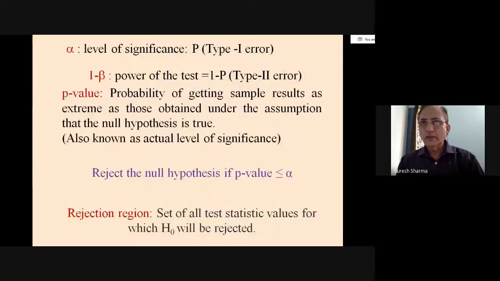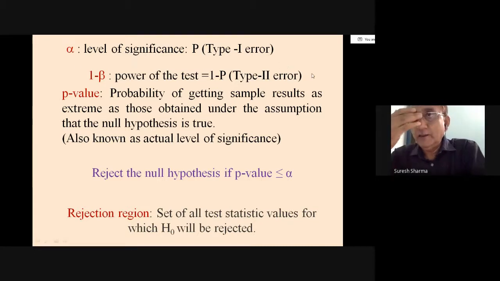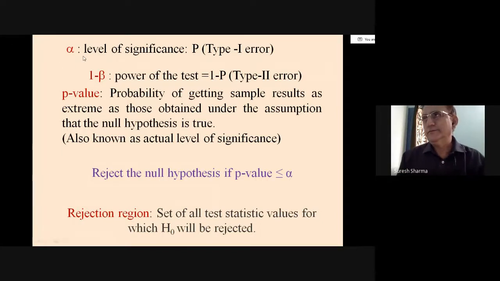Okay. Then we come across level of significance, and that is generally called alpha. Alpha means level of significance. Alpha is nothing but the probability of type 1 error. We want this probability of type 1 error to be as small as possible. Why is it called level? Level means you cannot go beyond this level. That's why it is called a level.